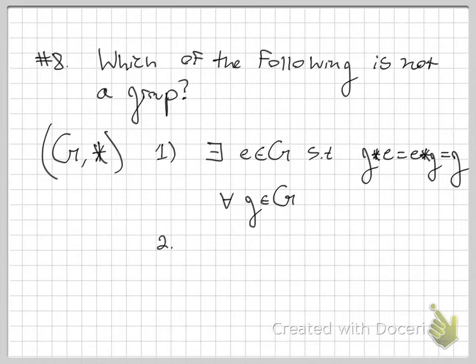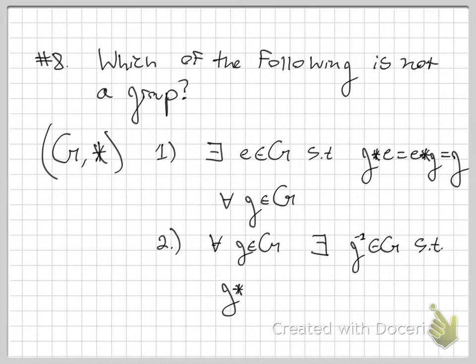Now the second property: for all little g in big G, there exists a g inverse that is also in G such that g star g inverse equals g inverse star g, which is equal to the identity. Okay, those are the first two properties.